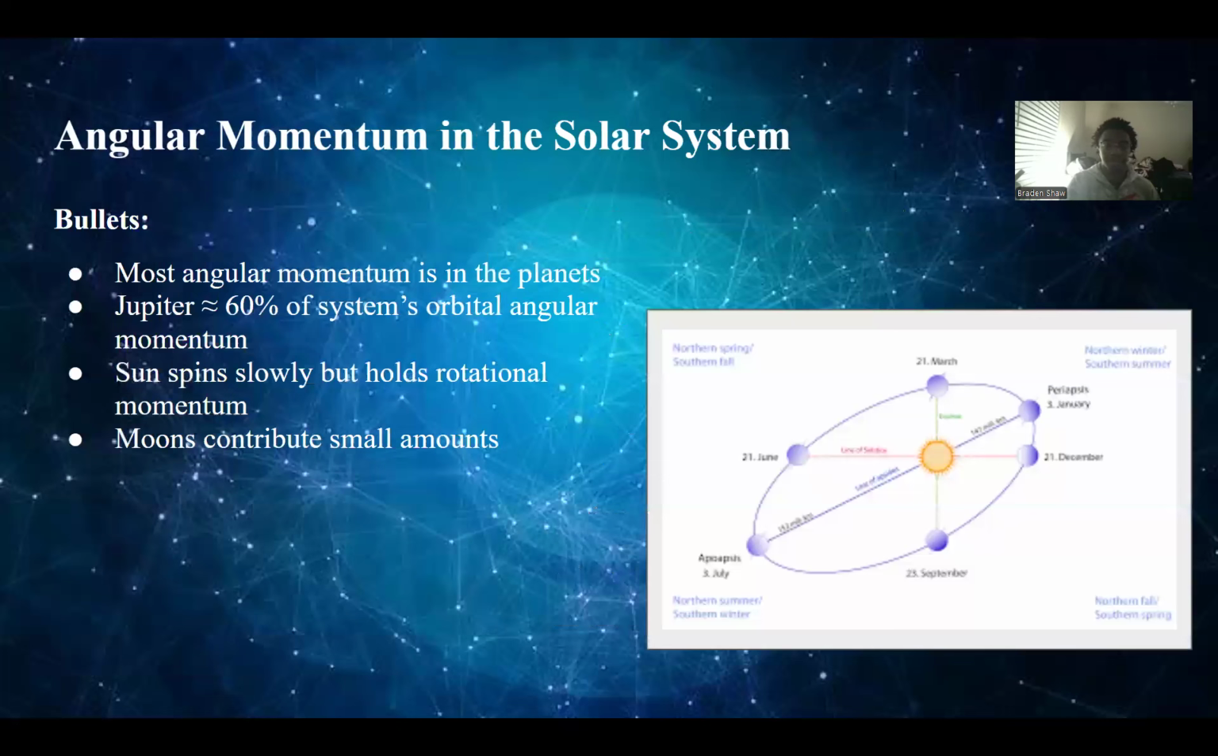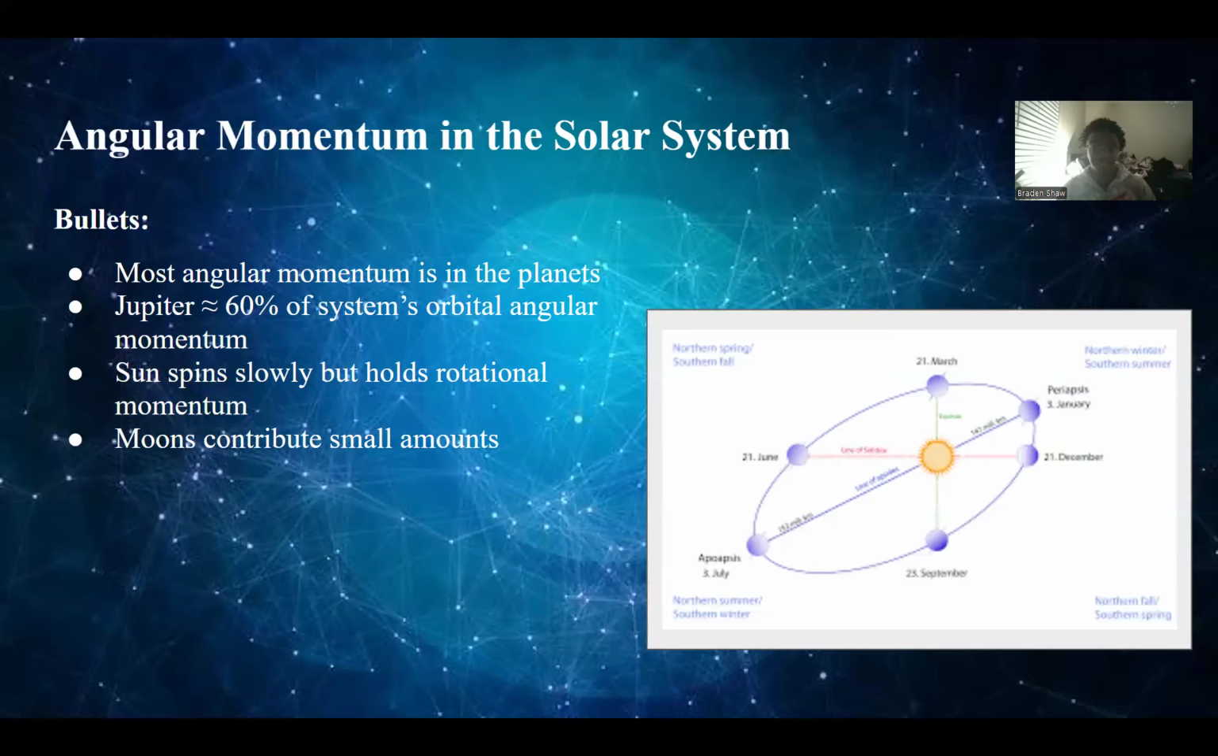Now for slide 7, which is angular momentum in the solar system. Now let's look at angular momentum at the scale of the entire solar system. Interestingly, most of the solar system's angular momentum is not in the sun, even though it contains almost all the mass. Instead, most of the angular momentum is stored in the planets.